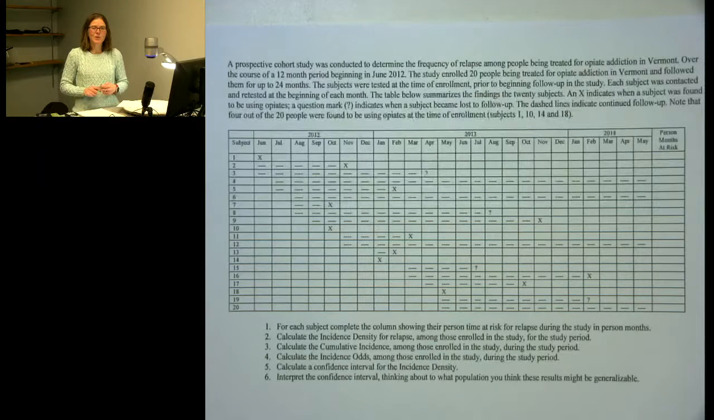Okay, this video is going to work through the solutions to homework 2. Homework 2 is the one where we're going through the process of calculating the measures of disease frequency. We were using this example.